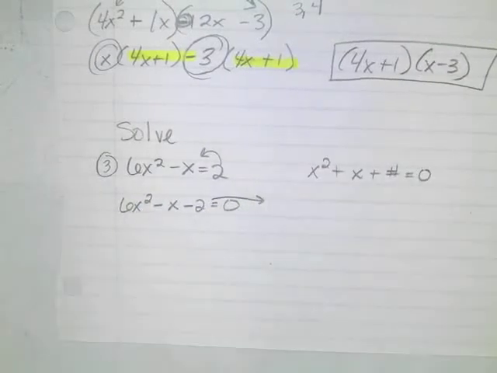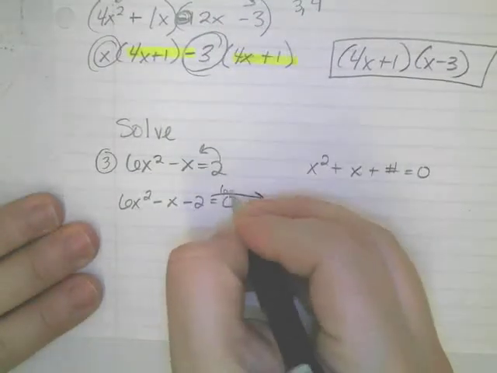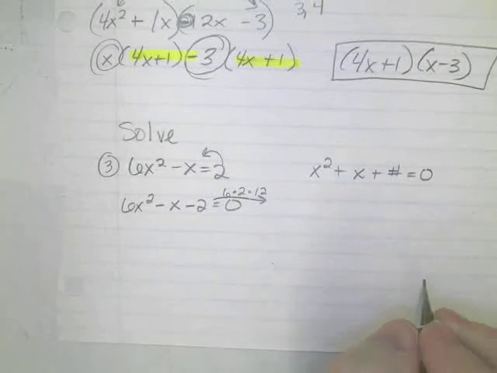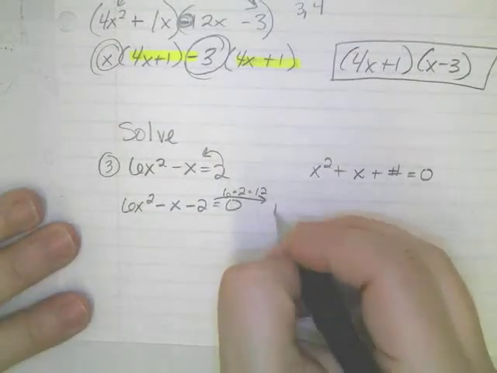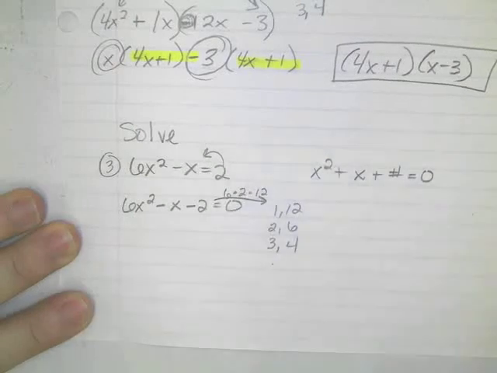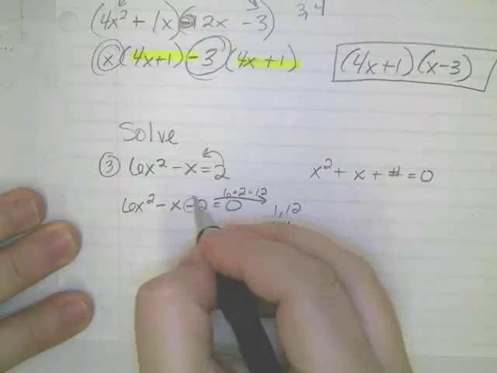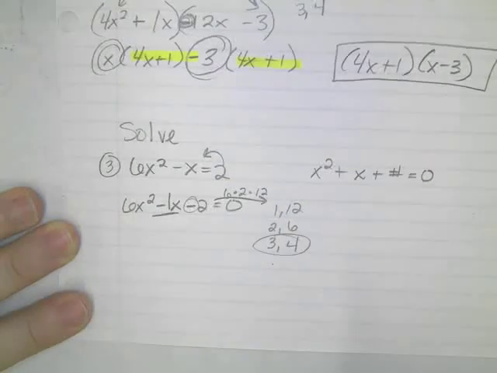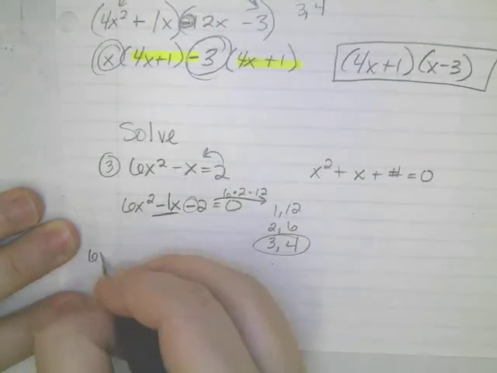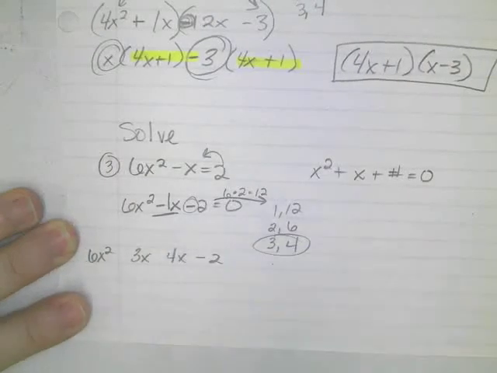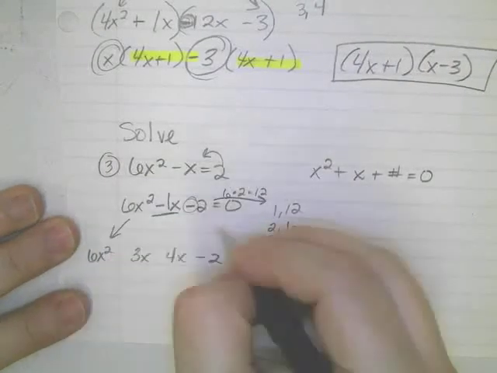And once again, I don't know how it is, but each problem I've had so far is factors of 12. I guess there's a lot of ways to make 12. Okay, so 1 and 12, 2 and 6, 3 and 4. I'm looking for the ones that subtract to give me a 1. And that's the 3 and the 4. So I'm going to have 6x squared, 3x, 4x, minus 2. And I got those because I brought the first and last one down.